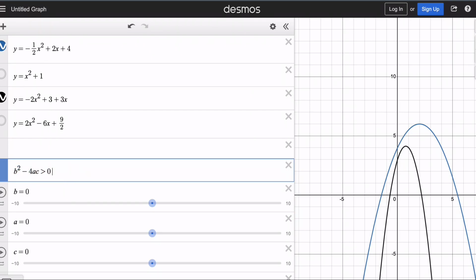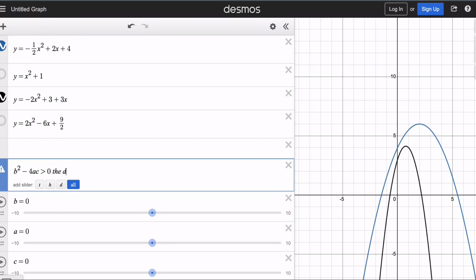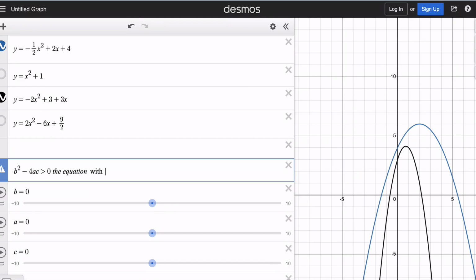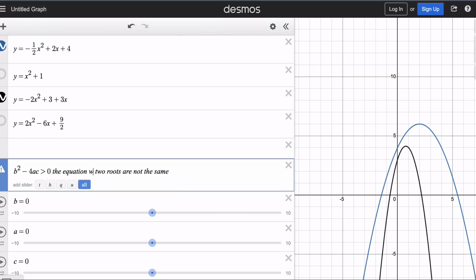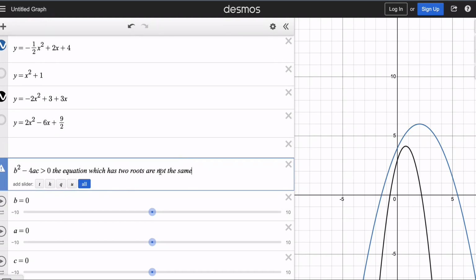This is the function, maybe the equation, right? The equation with 2 roots that are not the same.